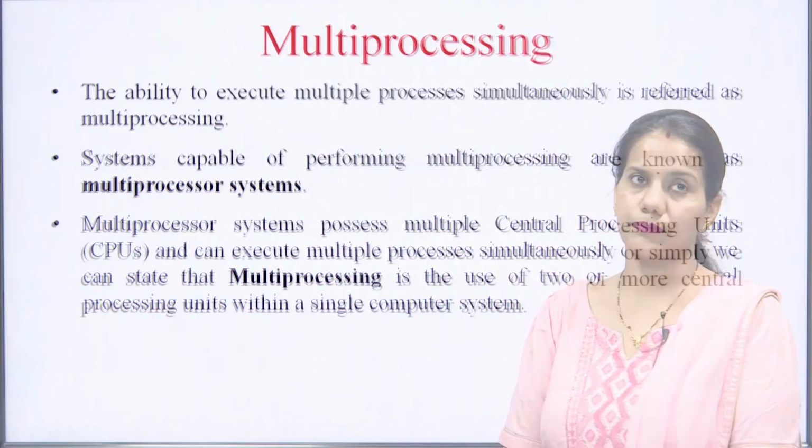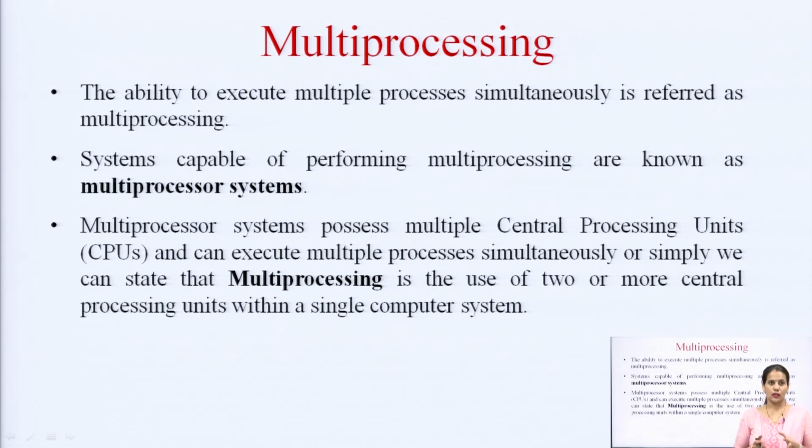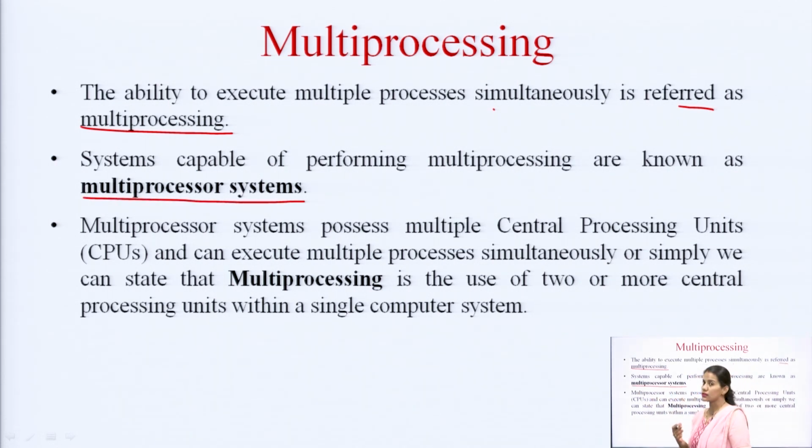What is multiprocessing? As the name is suggesting, there must be multiple processes going on. So, for the multiple processes to take place in a single system, we need multiple CPUs, that is central processing units. So, the ability to execute multiple processes simultaneously is referred to as multiprocessing. Systems capable of performing multiprocessing are known as multiprocessor systems. So, the systems that are capable of performing multiple processes simultaneously, that is at the same time, we call them multiprocessor systems.